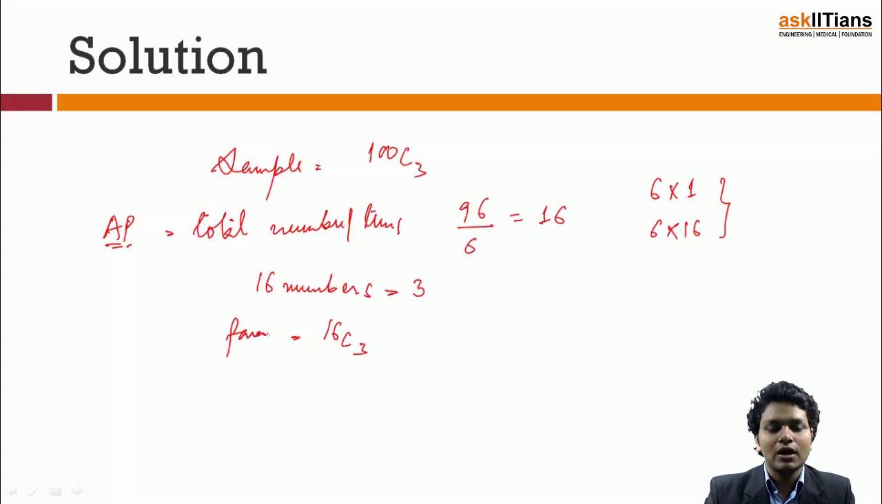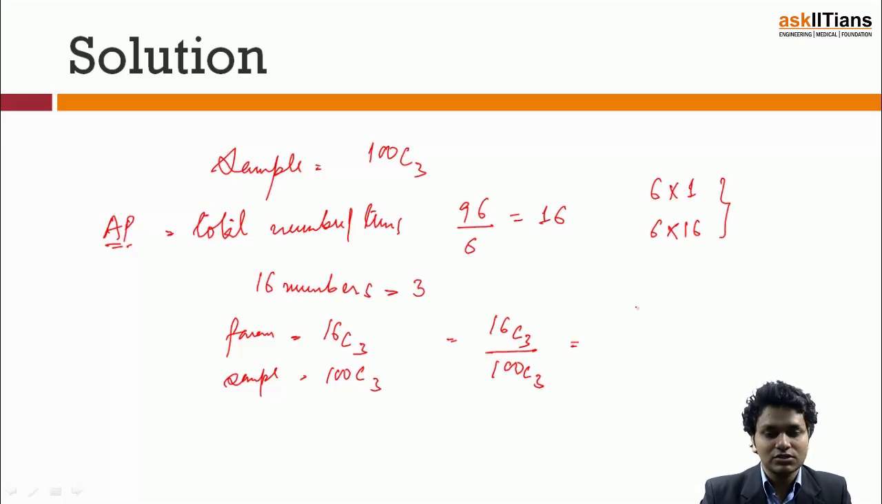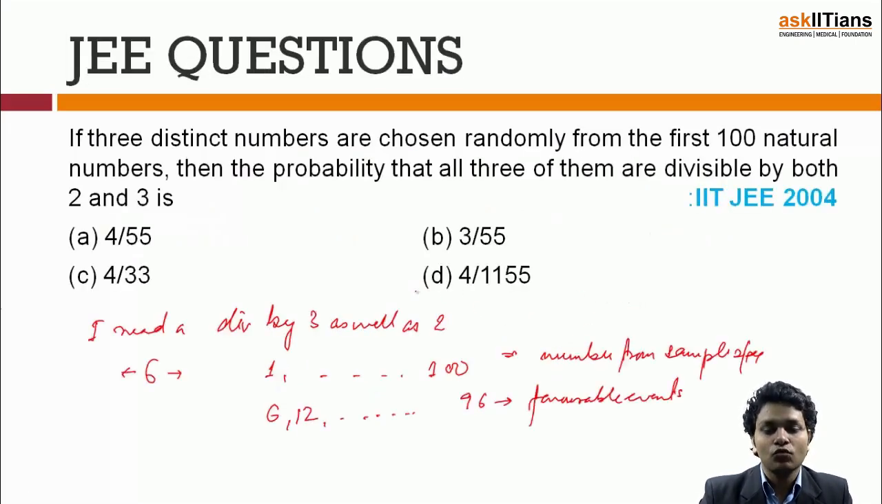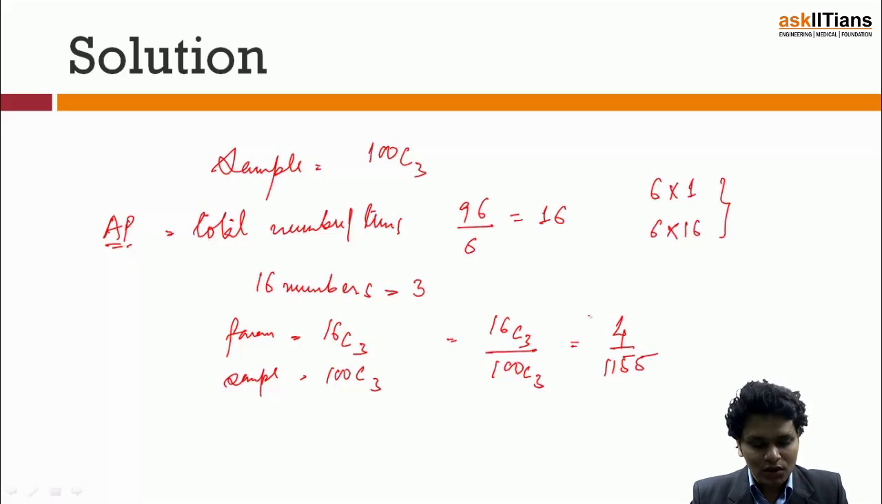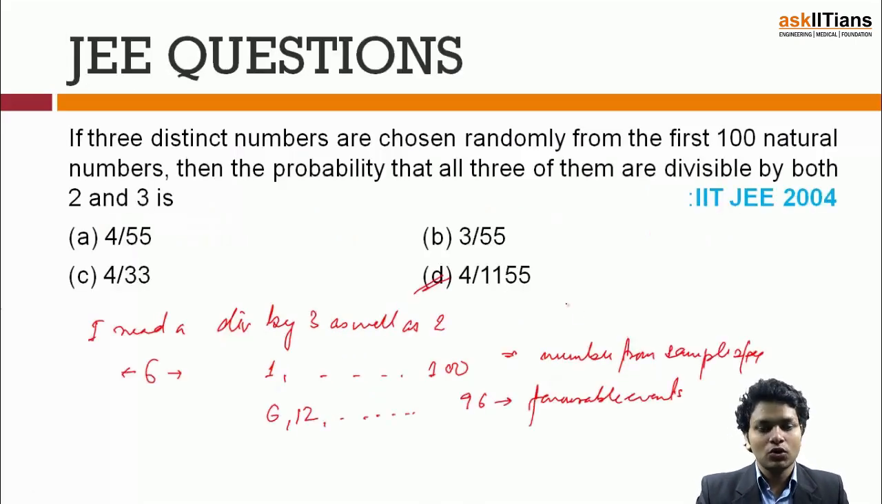favorable values, and the sample space is nothing but 100C3. So the answer is going to be 16C3 upon 100C3, and if you do the whole expansion process, the answer that you'll end up with is 4 upon 1155. So this is going to be the answer, 4 upon 1155.